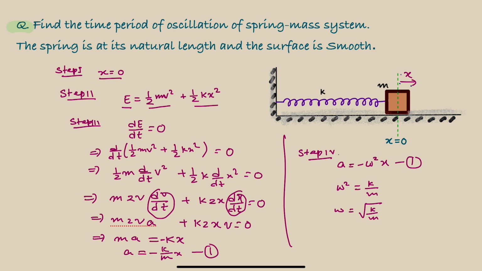Okay. So what shall be the time period? The time period will be 2 pi by T equal to square root of k by m. So the time period shall be equal to 2 pi square root of m divided by k.